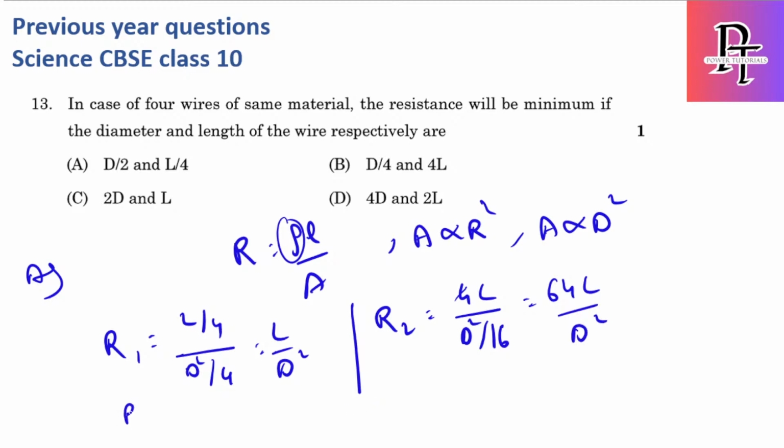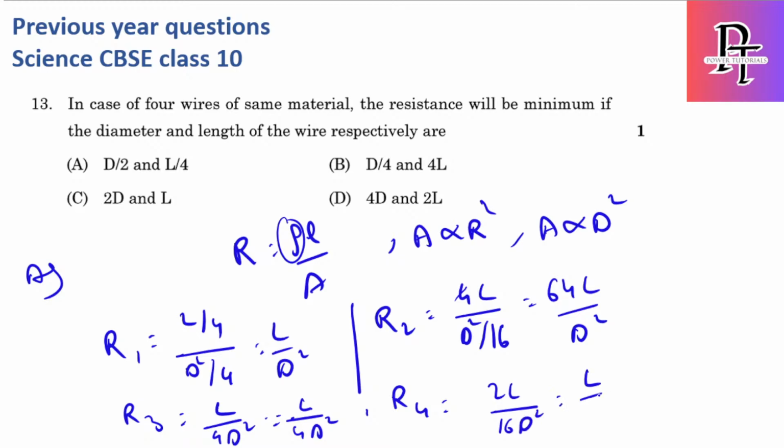Okay. R3: L by 2D whole square. It is 4D square, so it will be L by 4D square. Next, R4 is 2L by 16D square, so it will be L by 8D square. So which is least? This one is least.